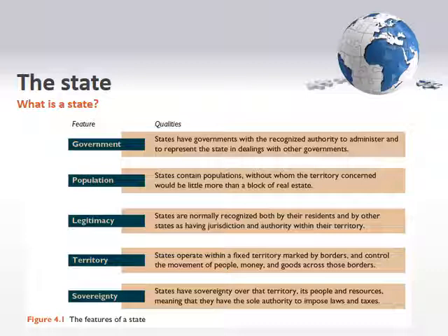Again, states have a fixed territory. They're marked by borders and control of the movement of people, money, and goods. And states have sovereignty over the territory. That means that they're the sole authority to impose laws and taxes. Nobody's wondering, okay, who's really in charge?